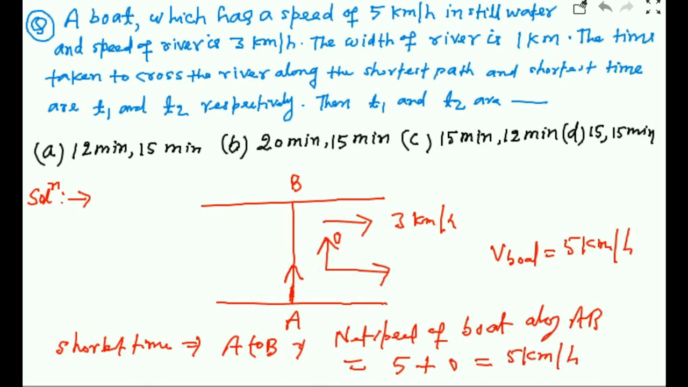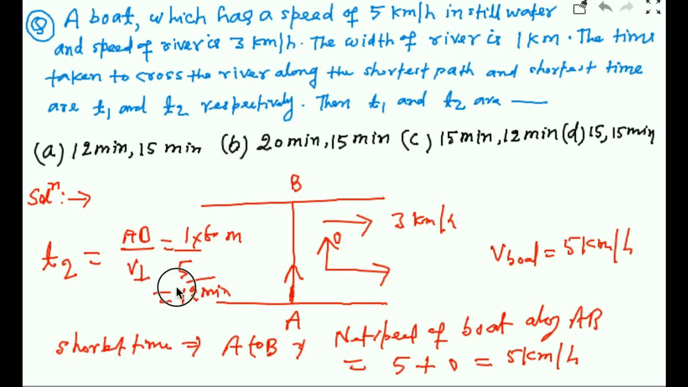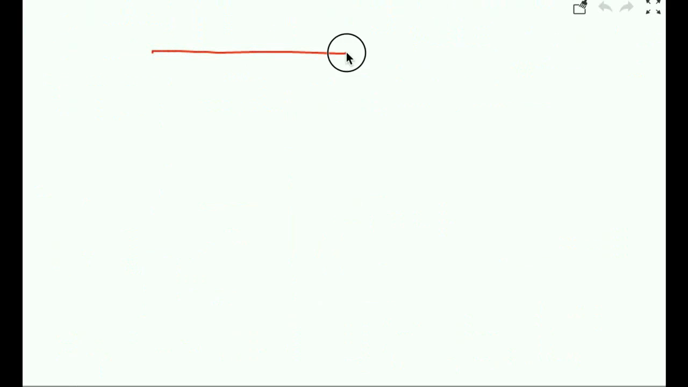So the time taken, T2, for the shortest time will be AB upon the velocity in the perpendicular direction. So 1 by 5 hour, multiplied by 60 minutes, that is 12 minutes. So the shortest time will be 12 minutes. What about the shortest path? For the shortest path, what do you have to do?